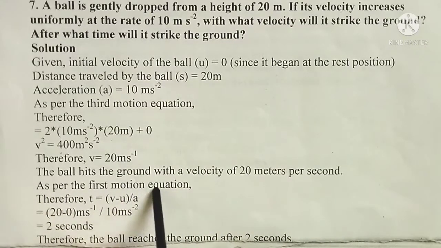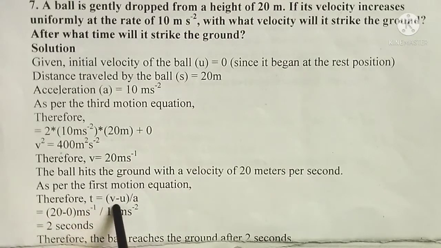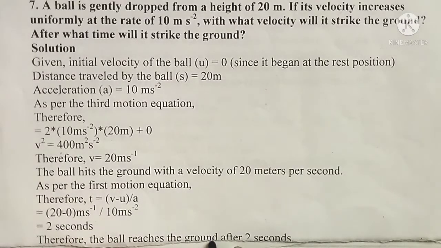As per the first motion equation, t is equal to v minus u divided by a, that is equal to 20 minus 0 meter per second divided by 10 meter per second square, that is equal to 2 seconds. Therefore the ball reaches the ground after 2 seconds.